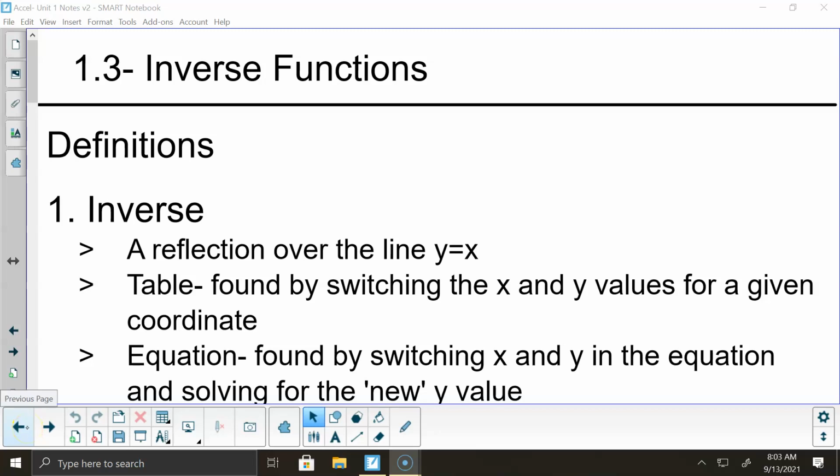All right, so we're doing inverse functions today. We need to first define what an inverse is. An inverse can be found a few different ways. It can either be found by reflection over the line y equals x. If you have a table, you'll find an inverse by switching x and y for those coordinates. And if it's an equation, you're going to do the same thing. We're going to switch x and y and solve for the new y. Okay?